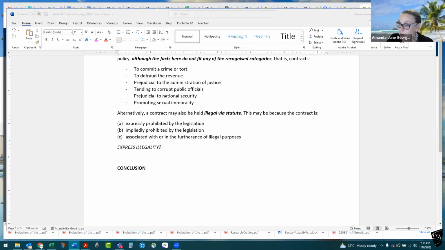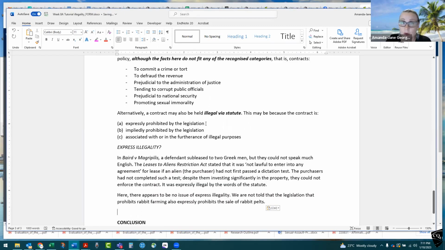So with express illegality, you would just be saying, well, let's work out by process of elimination what this is. Is it express? Well, you tell the marker, I know what express illegality is. And you give a little bit of case mastery there. Here's a case, I really do know what this means. Here, it seems there's no issue of express illegality because the legislation that prohibits rabbit farming doesn't expressly prohibit the sale of rabbit pelts.